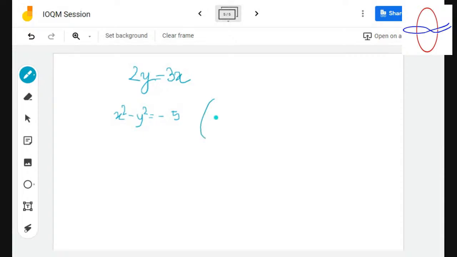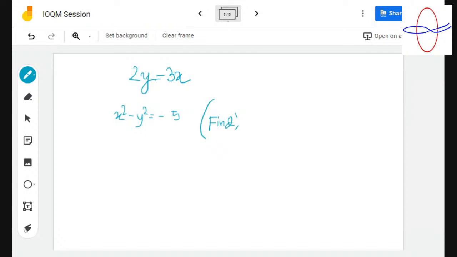Find x, guys. Really easy problem here. Find y and find x. Find x and find y.